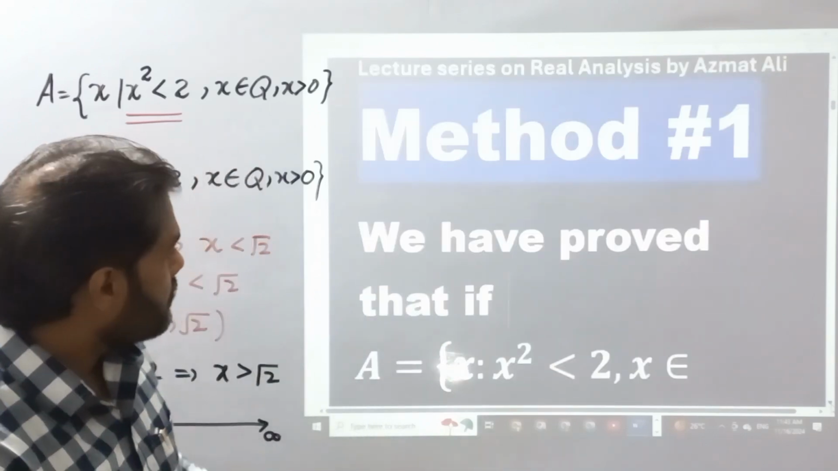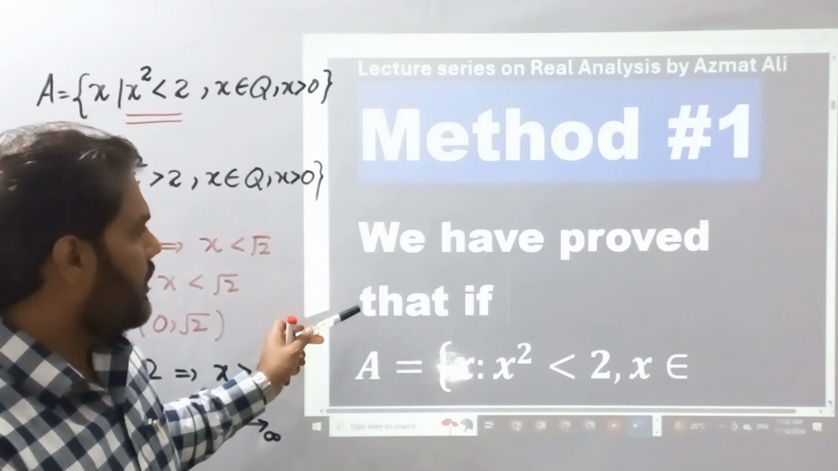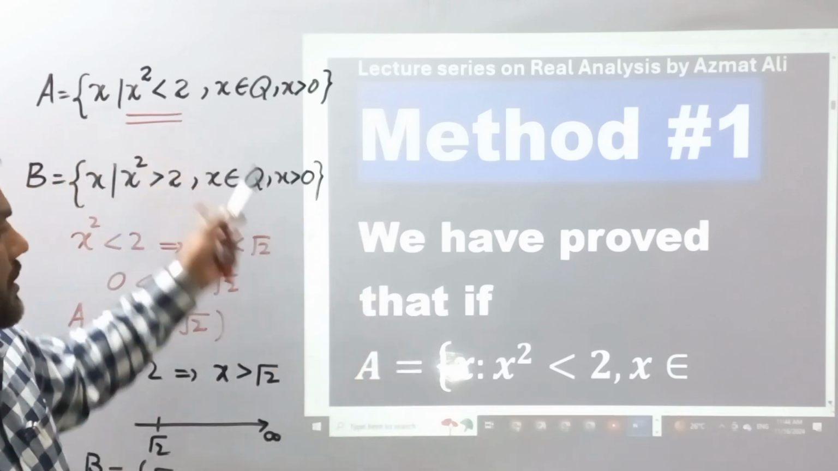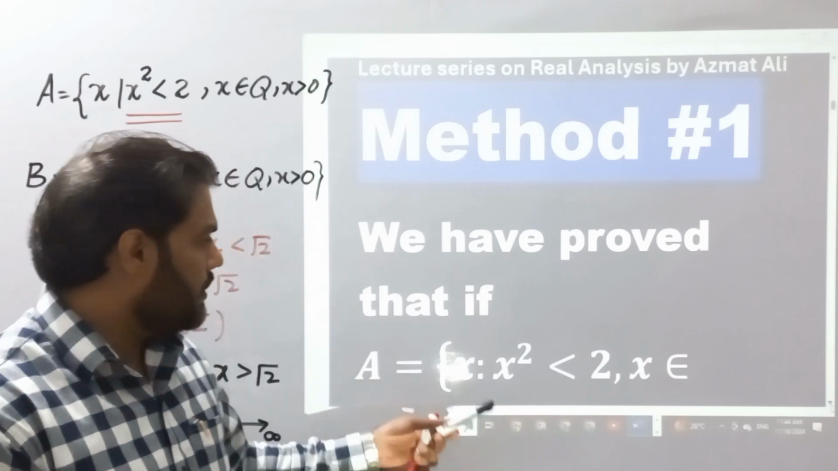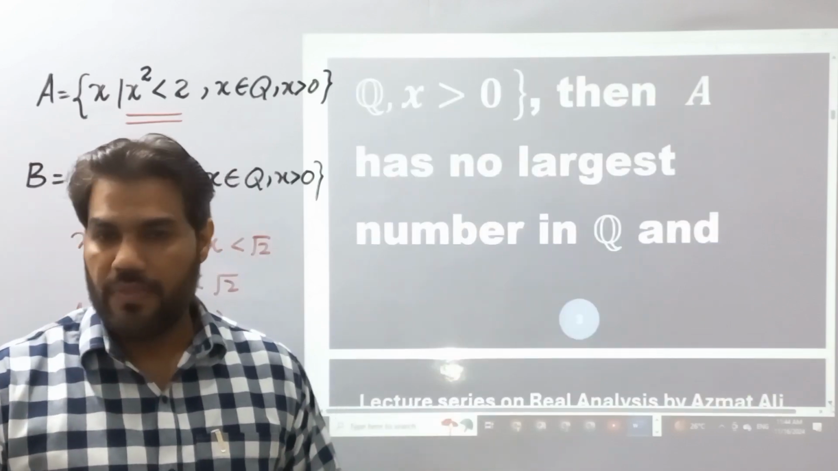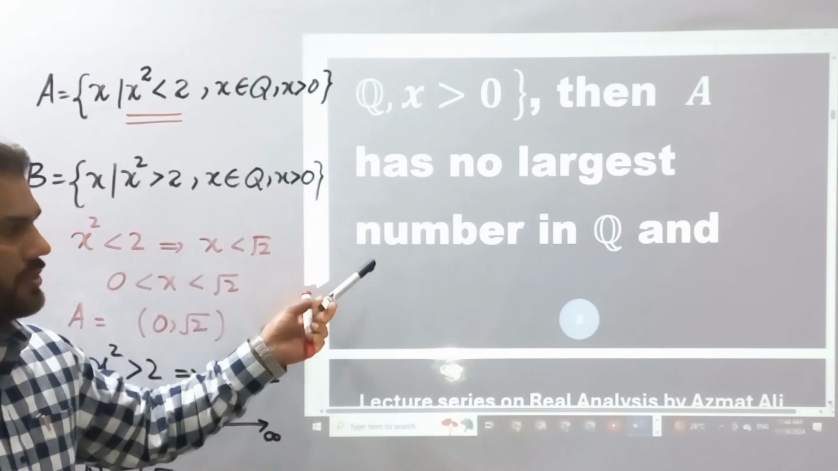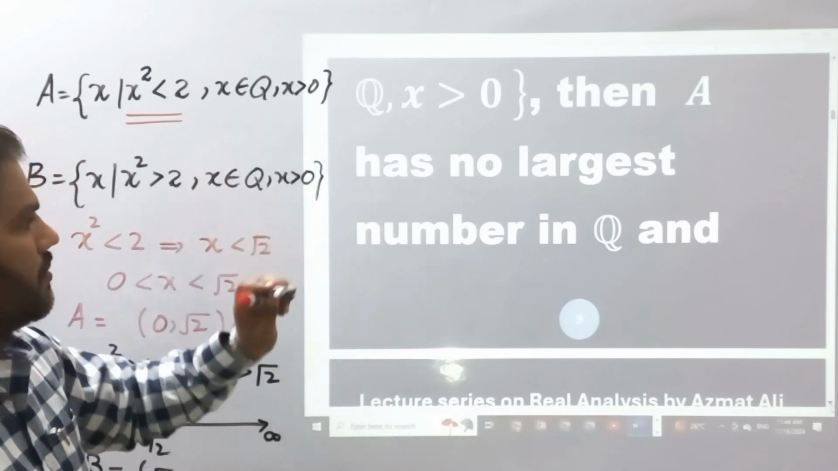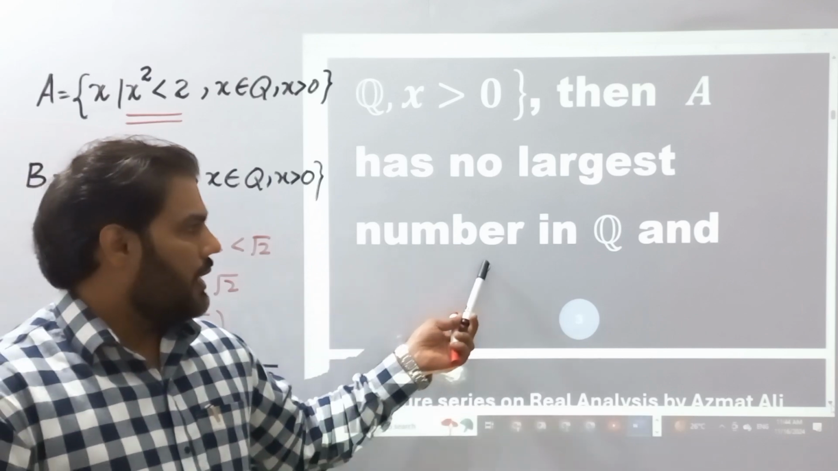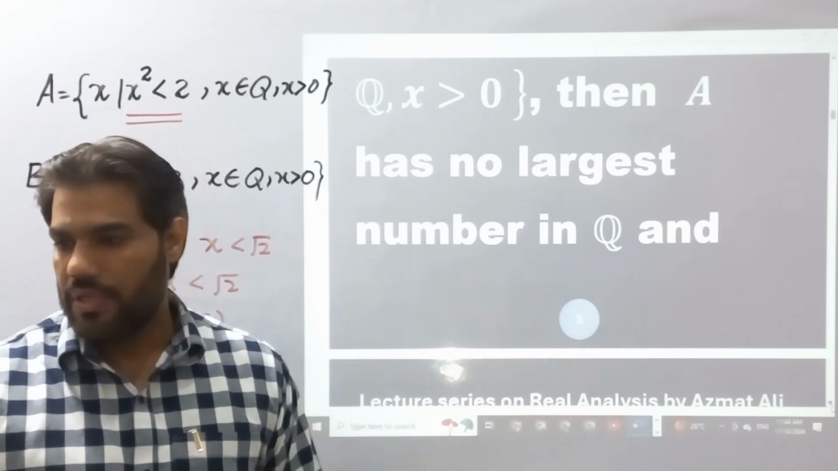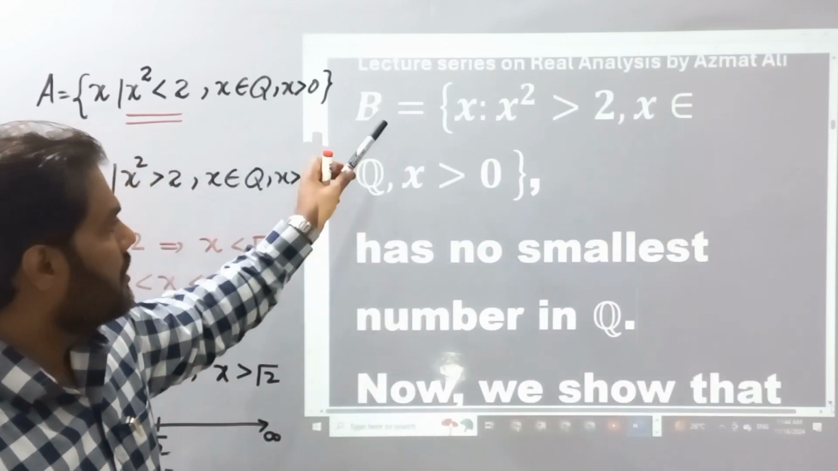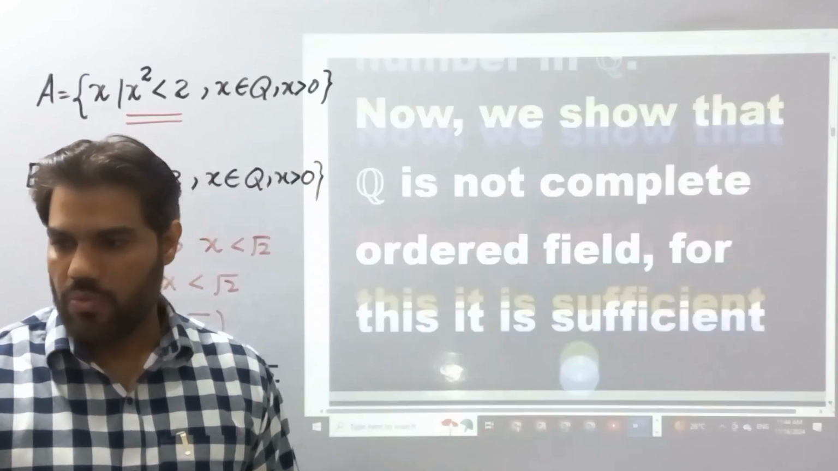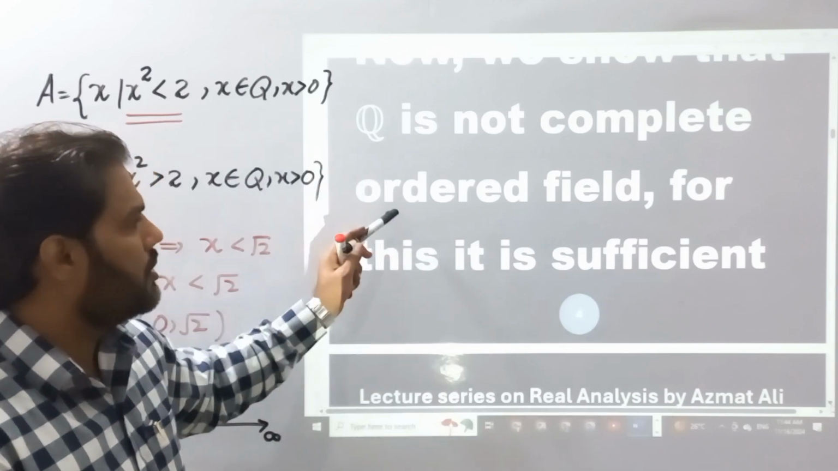Method 1. We have proved that the set A has no largest element or largest number in Q, and the set B has no smallest number in Q. Now we show that Q is not a complete ordered field.